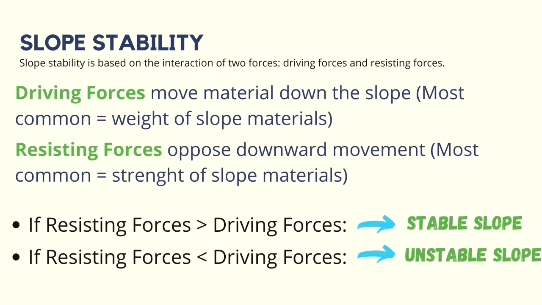Slope stability. Slope stability is based on the interaction of two forces, driving forces and resisting forces. Driving forces move materials down the slope, most commonly the weight of the slope materials. Resisting forces oppose downward movement, most commonly the strength of slope materials. If resisting force is greater than driving force, the result is a stable slope. If resisting force is less than driving force, it results in an unstable slope, causing slope failure. In other words, slope failure occurs when driving forces overcome resisting forces.